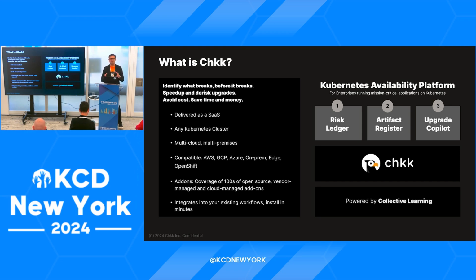We offer 3 product modules. I'll talk about each of them in the following slides. The first one is Risk Ledger. The second is Artifact Register. And the third is Upgrade Copilot. And our technology is called Collective Learning that powers all of these 3. And I'll walk you through that as well.